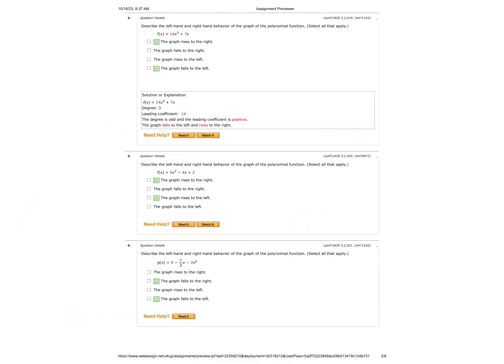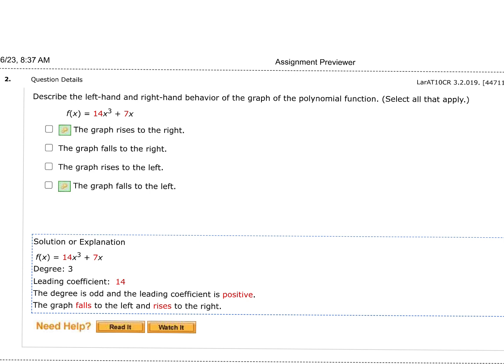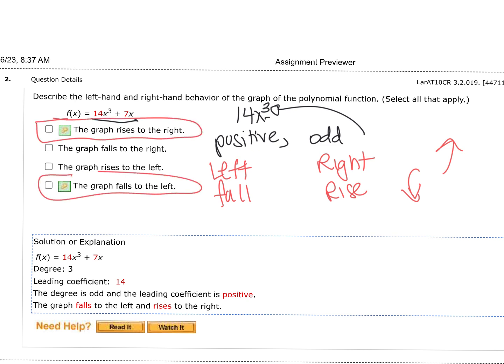All right, let's try the next one. So for this next one, let me zoom in here. We're basically just describing the end behavior, right? So it says 14x cubed plus 7x. Now notice that the highest degree is the one we really look at, right? So this is positive because there's not a negative in front. It's also odd because it's being raised to the 3rd power, okay? So all positive odd graphs on the left will fall, and on the right, they will rise. That is just by definition, we're going to have an end behavior that looks like that. So that's how we get the graph rises to the right and the graph falls to the left.